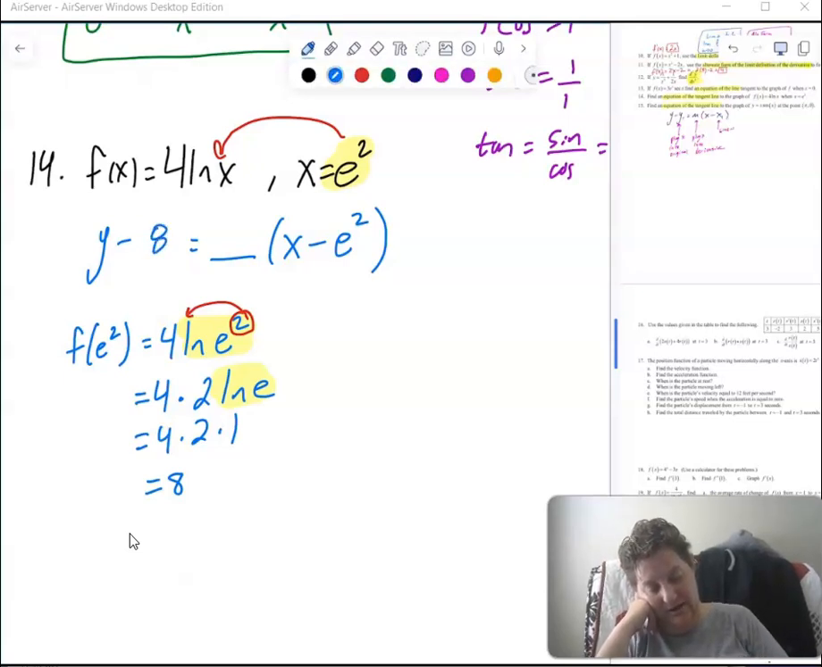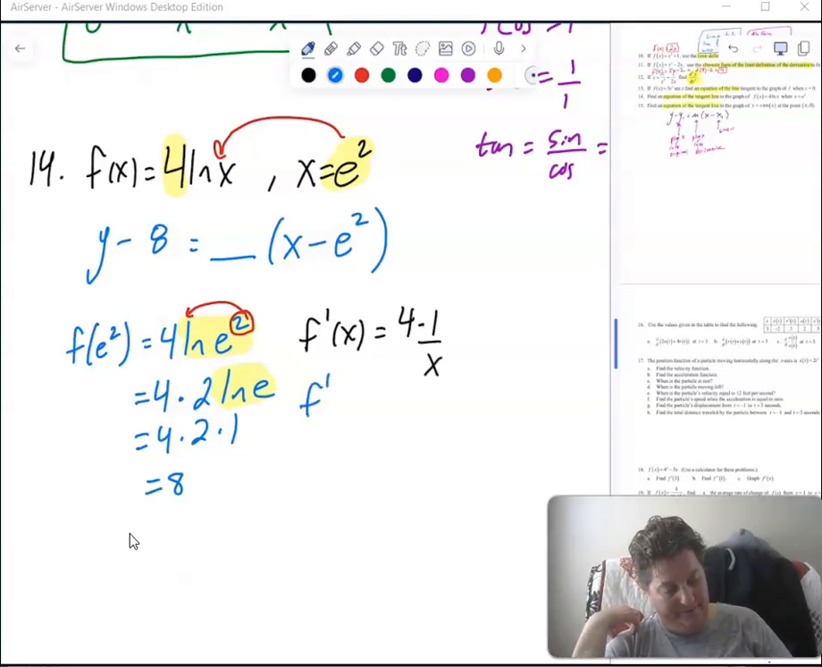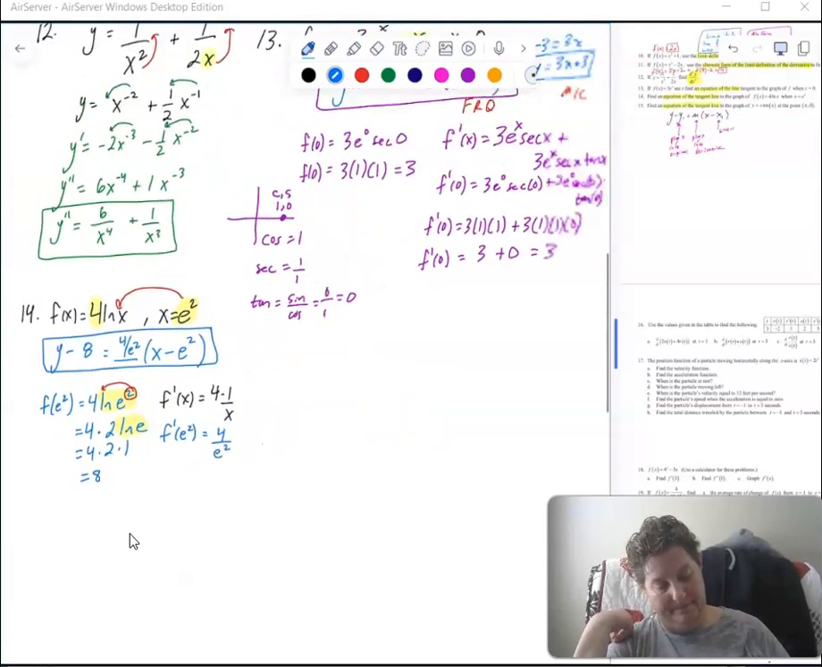That goes here. Now, for my derivative, constants in front stay in front, so the 4 is going to stay there. And then what's the derivative of ln? Well, we know that that's 1 over x. And when I plug in e squared, I basically just get 4 over e squared. There's really no other way to write that. But right here, I put 4 over e squared. That's fine. Okay.